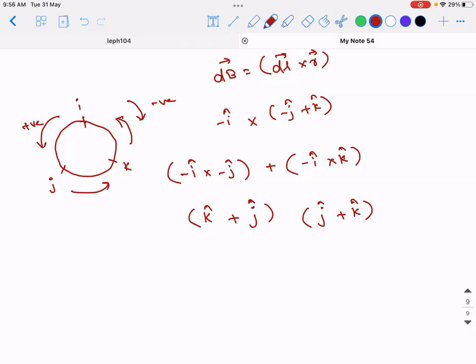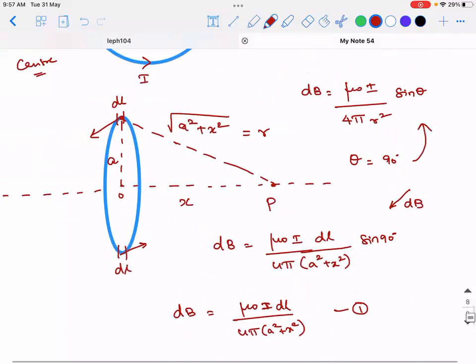So j cap plus k cap is the direction. If this is minus j cap plus k cap, and this is k cap, then isn't this going to be the direction of j cap plus k cap? Then what will happen in this scenario is, this will be the direction of dB. Small correction, this is not the direction, this is the direction of dB.